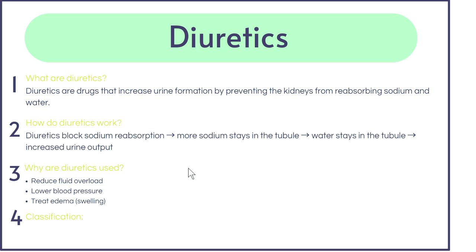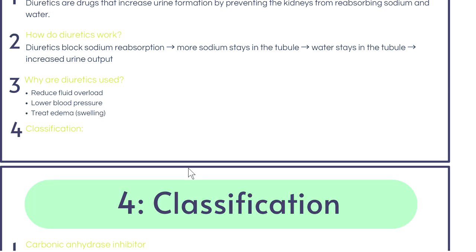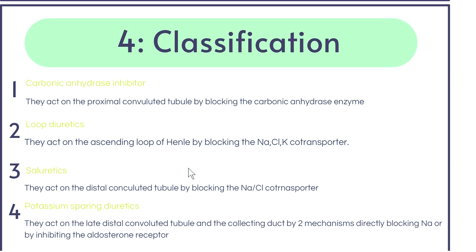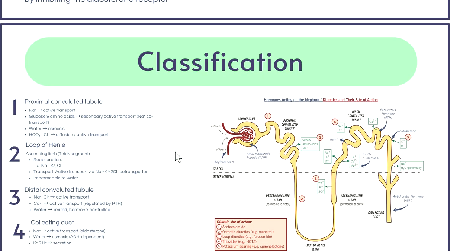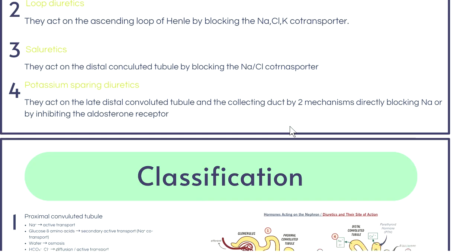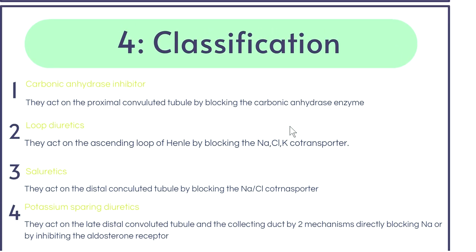peripheral resistance. Now, what is the classification which we have already mentioned, or which are the classes which we have to know of diuretics? As I have explained, we can also see here that the classification of diuretics is based on which part the medications themselves are acting on. So here we have four classes.